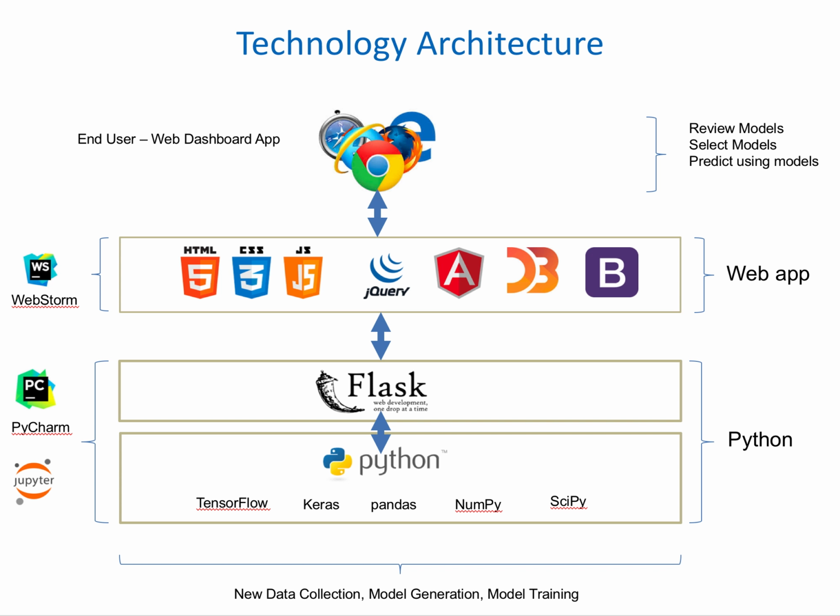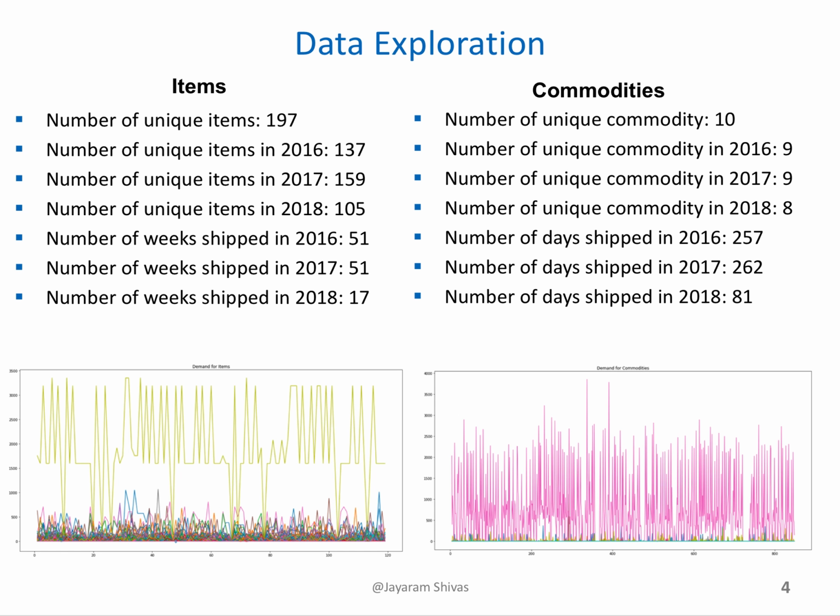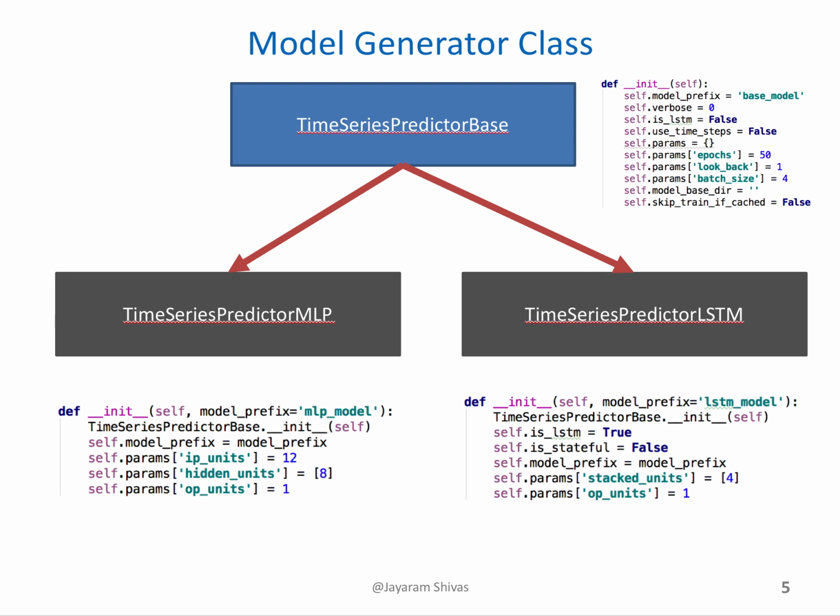So, the technology stack for our application consists of Python in the backend with TensorFlow and Keras to build neural network models, and we have a Flask package which can expose these models to an end use application which can then predict and use these numbers to deliver to the end user. The dataset is from 2016 all the way till April of 2018. We had the quantity of items shipped on a daily basis.